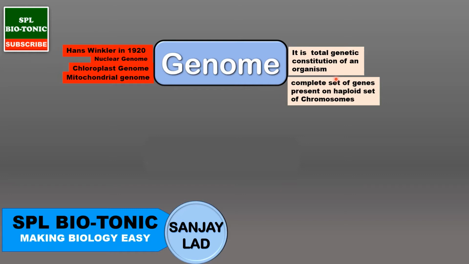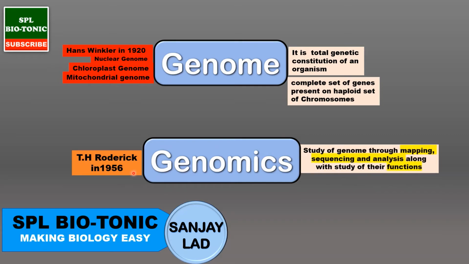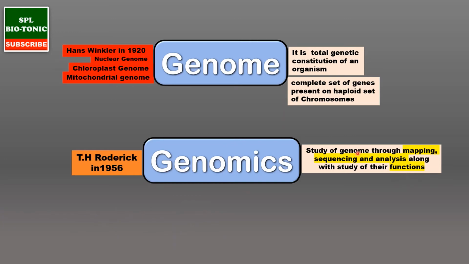Now this word genome makes one more word called genomics. This word genomics was coined by T.H. Roderick in 1956. Now genomics talks about the study of genome through mapping, sequencing and analysis. It also talks about understanding the functions of this genome. So there are four aspects in genomics. Three aspects are mapping, sequencing and analysis, and the fourth aspect is functions. So students, I hope you are clear with the concepts of genome and genomics. Now in the next slide we'll understand more such terms so that your concepts will get clearer.